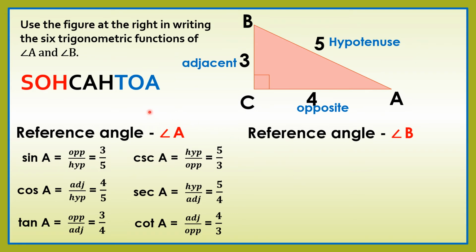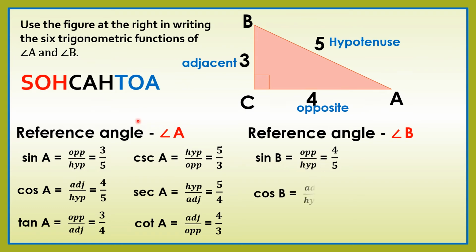So, gamitin ulit natin ang ating mnemonic word na SOH CAH TOA. So that is sine B. So, this time, ang gagamitin naman natin ay B. Kasi, ang reference angle natin dito ay angle B. So, sine B is equal to opposite over hypotenuse. Ang opposite natin dito ay 4 at ang hypotenuse natin ay 5.